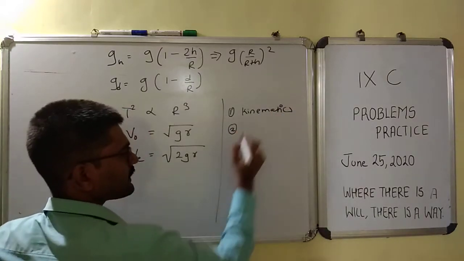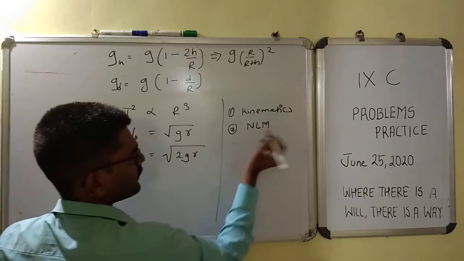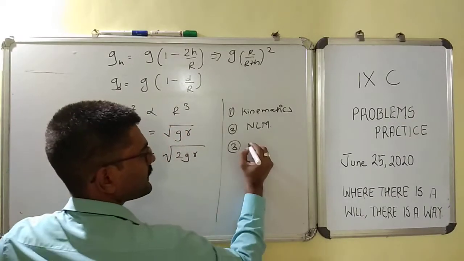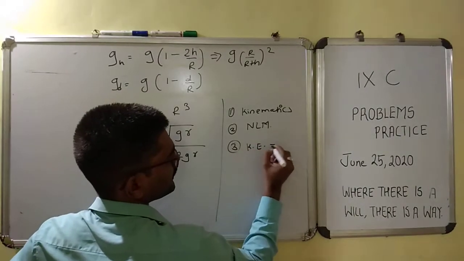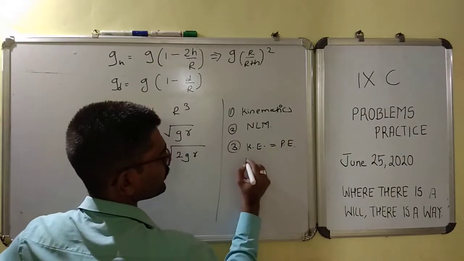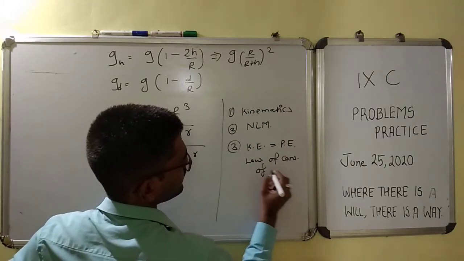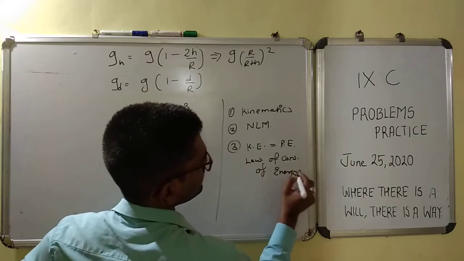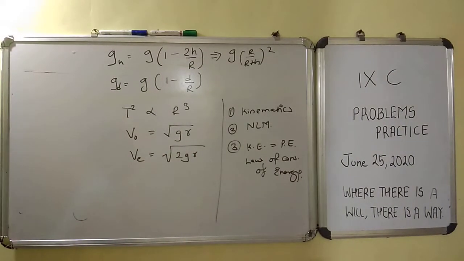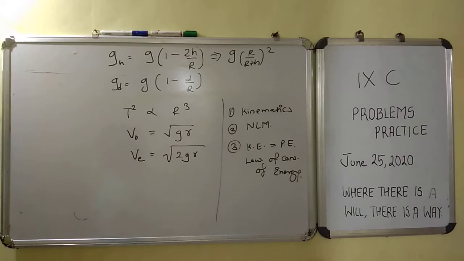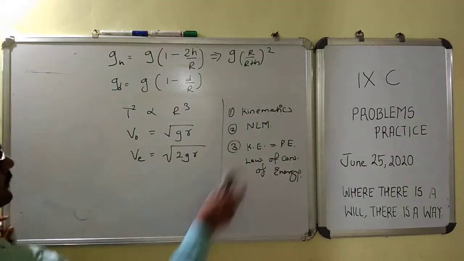Sometimes we will use Newton's laws, and in the problems we will also use one more thing, that is kinetic energy equals potential energy. That means it is nothing but the law of conservation of energy. These things we have been using in this lecture series. If you have to leave some space or have something to add, you can add more formulas also.